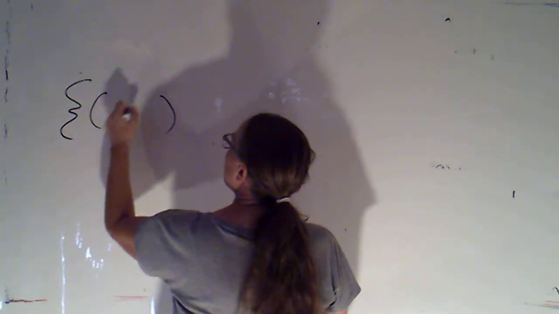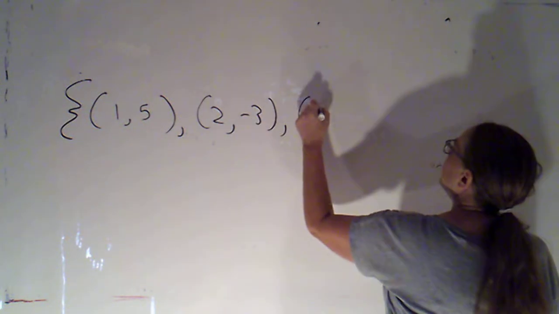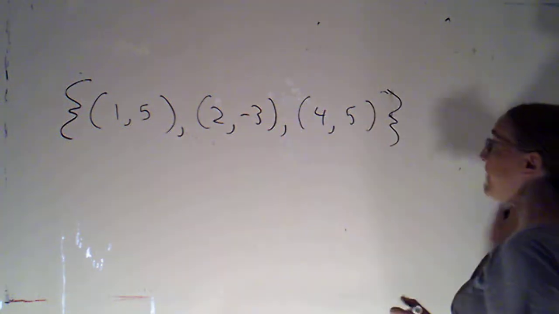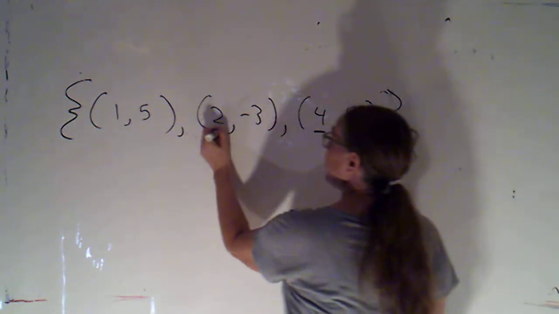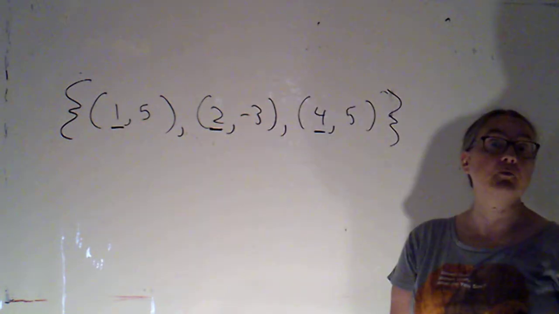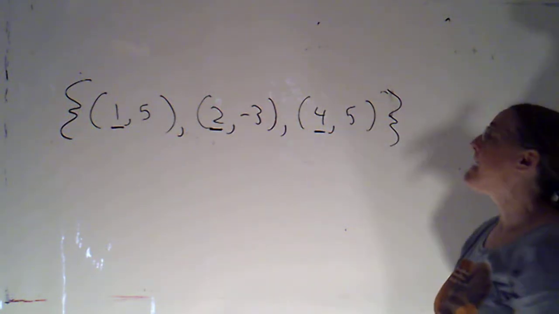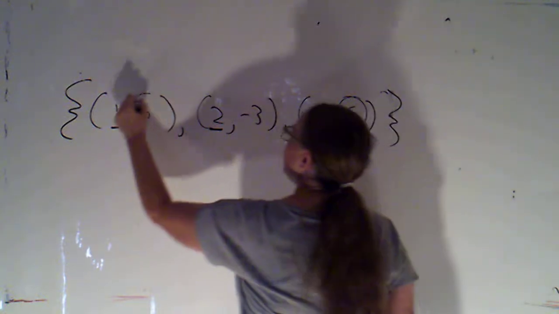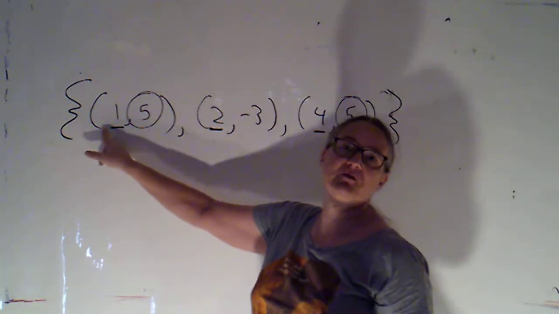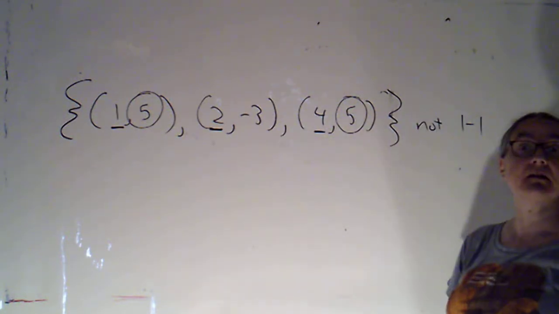Let's say I've got the function (1, 5), (2, -3), (4, 5). Now, that's a function because each of my inputs, 1, 2, and 4, has a unique output associated with it because the inputs are not repeated. But it's not going to be 1 to 1 because that y value of 5 has 2 different x values associated with it. So we would say this is not 1 to 1, so it's not invertible.